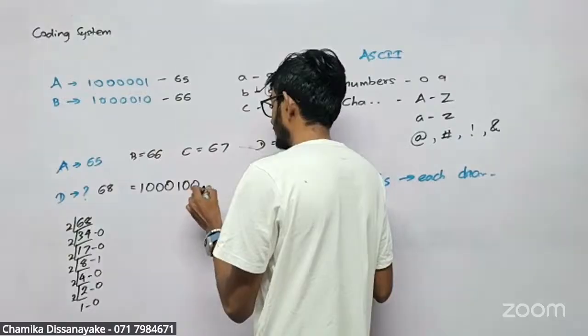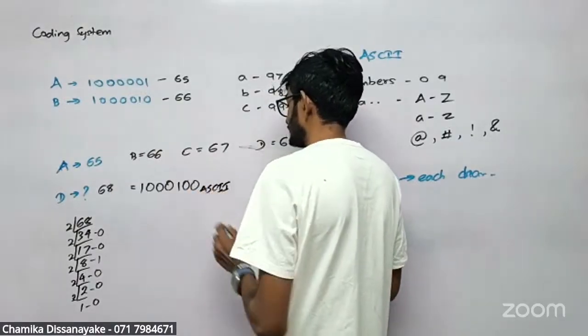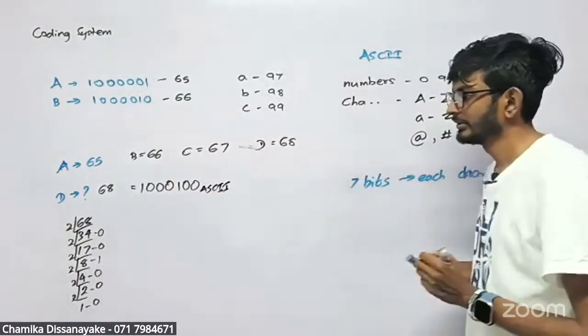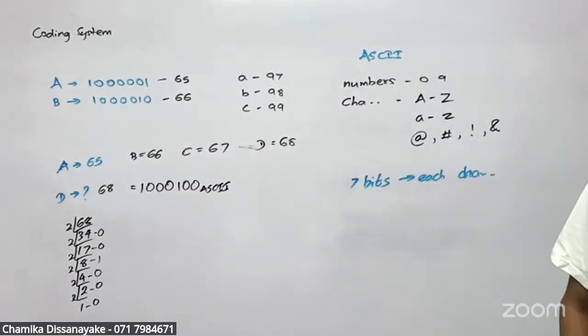This is ASCII. Okay. This is how we write the questions in ASCII. Okay. Right. Write this down.